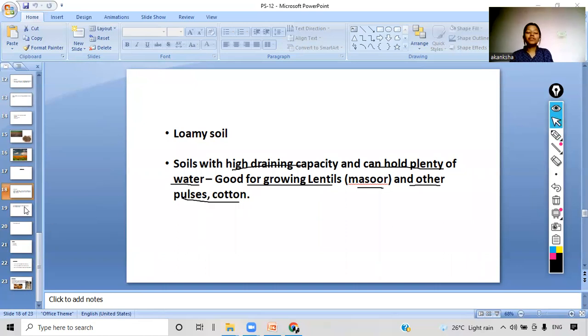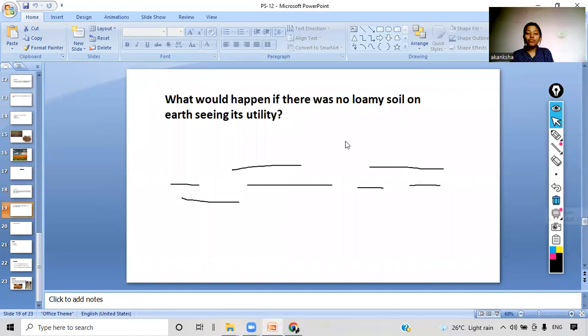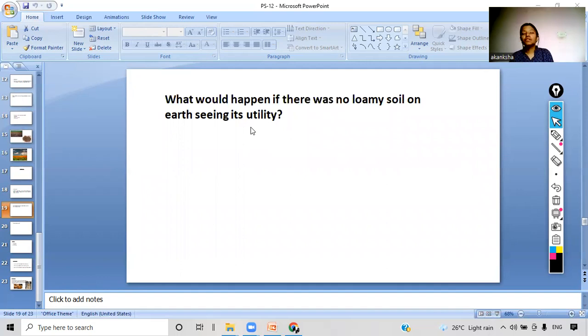Now we will move on to our curiosity question for loamy soil. What would happen if there is no loamy soil on the earth? You have to keep in mind what this loamy soil is used for, and then answer. I will give you some time to think and then we will discuss what the answer will be. Any answers from your side? Okay, I can see the right responses in the chat box. Very good. You all answered it correctly. As loamy soil is so good for plants, if there is no loamy soil, the plants will not grow. Very good.